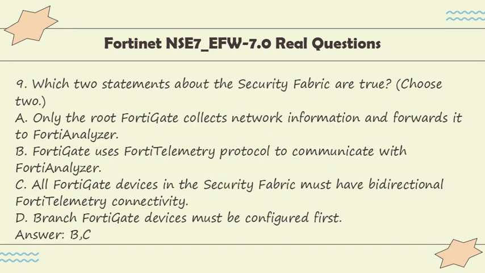9. Which 2 statements about the security fabric are true? Choose 2. A. Only the root FortiGate collects network information and forwards it to FortiAnalyzer. B. FortiGate uses FortiTelemetry protocol to communicate with FortiAnalyzer. C. All FortiGate devices in the security fabric must have bidirectional FortiTelemetry connectivity. D. Branch FortiGate devices must be configured first. Answer: B, C.